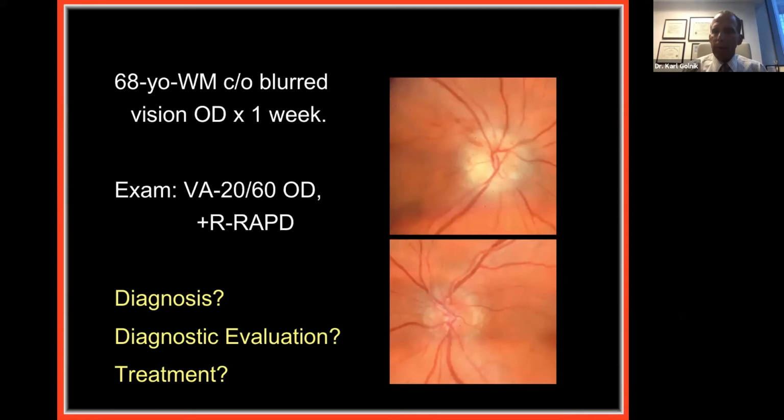And so this, of course, represents an AION, anterior ischemic optic neuropathy, which, of course, is characterized by sudden painless visual loss with disc swelling. You cannot diagnose AION without disc swelling. The A is for anterior, which means you have to have disc swelling to make this diagnosis. I occasionally get a referral with, hey, I think it's AION, and they don't have disc swelling. If they don't have disc swelling, it's not AION.